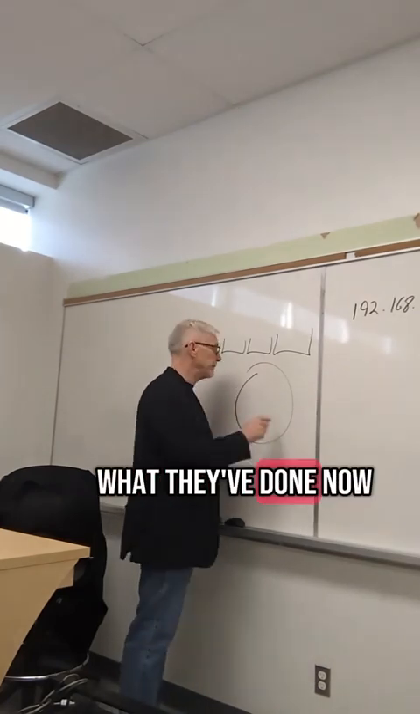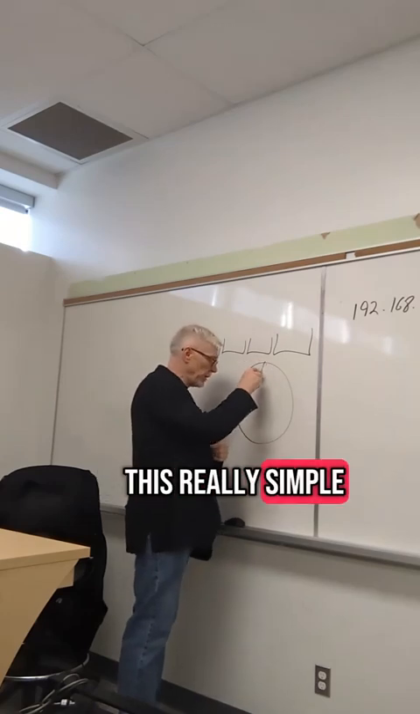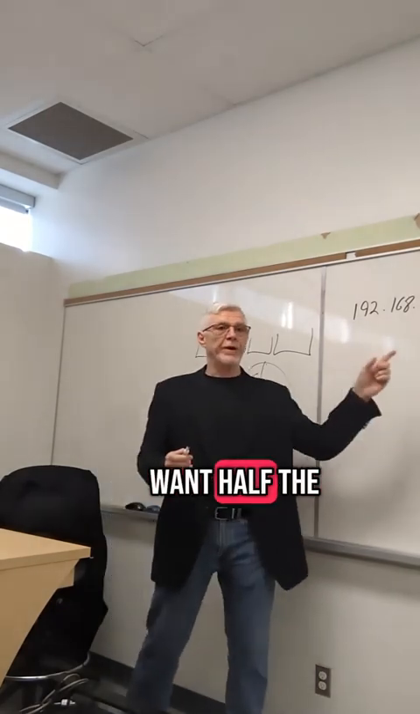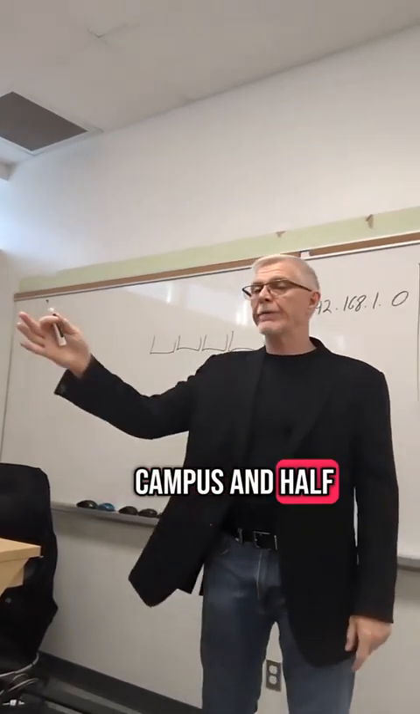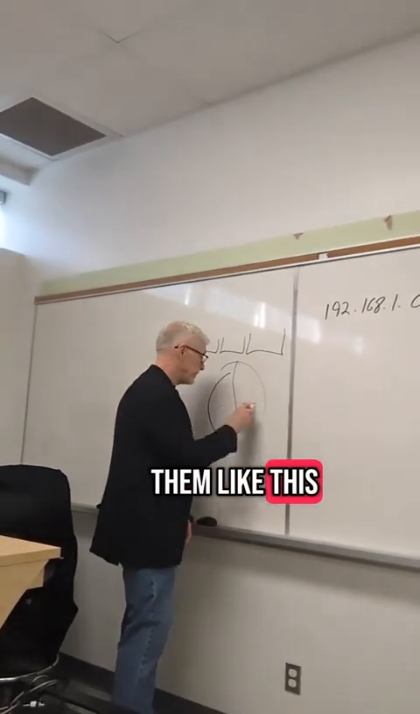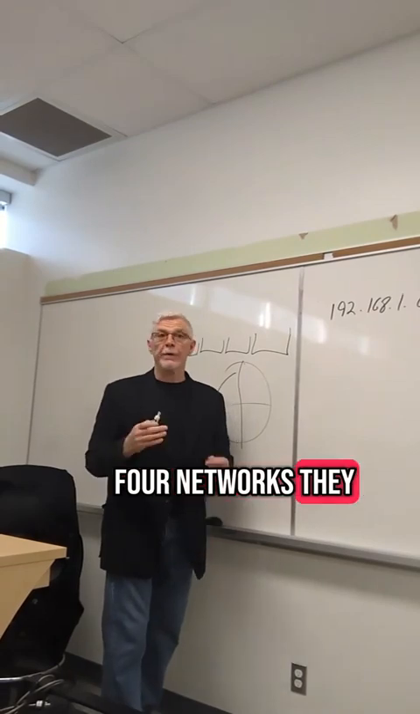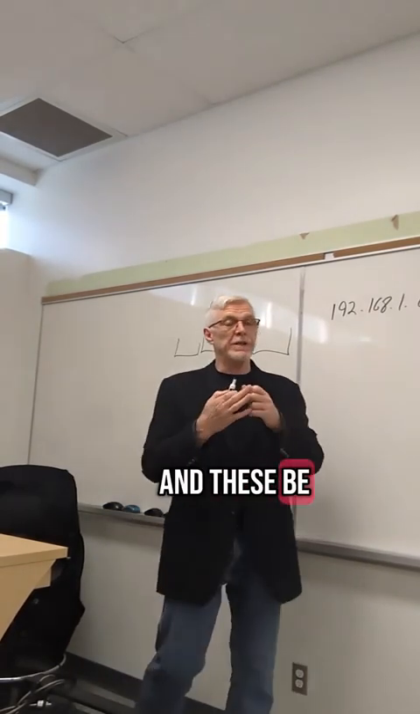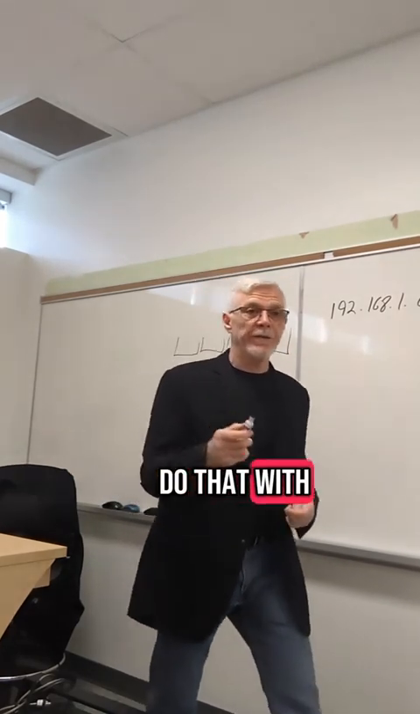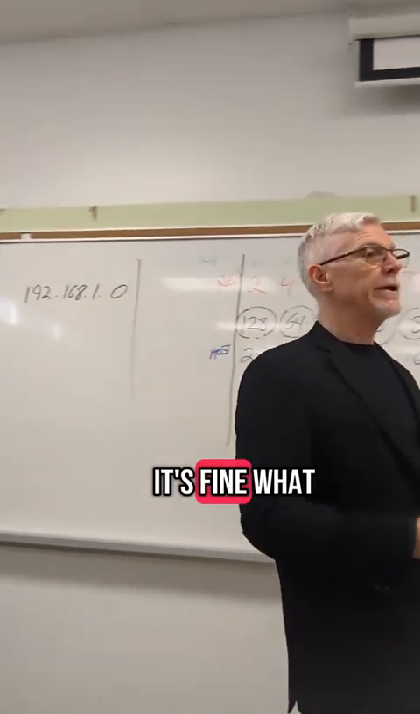So what they've done, now I'm going to make this really simple. We could cut the 10 dot in half. Because maybe I want half the numbers for the Whitby campus and half of them for the Durham campus. I could cut them like this. Now I've got 4 networks. They would each get a different subnet and be sort of separated from each other. And I could continue and continue and continue to do that with that 10 dot, okay, it's fine.